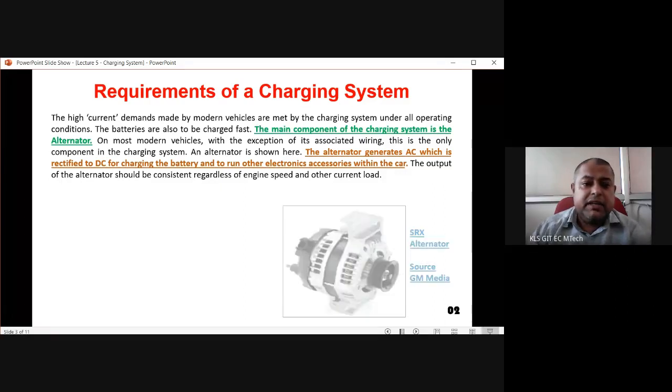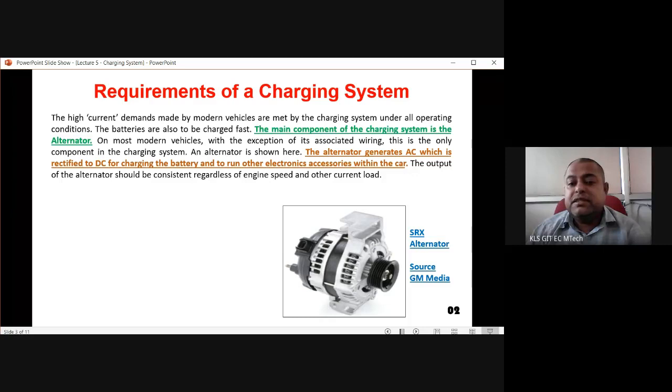The output of the alternator should be consistent regardless of engine speed and other load. Suppose another load suddenly increases and the alternator output falls. That should not happen. Even if the other load is increasing, the alternator output should be constant. The car engine speed is changing, the car speed is changing, and still the alternator should be able to generate electricity at a constant rate. You can see one alternator diagram, an SRX alternator, taken from GM media, that is the source. This is an alternator for a car.